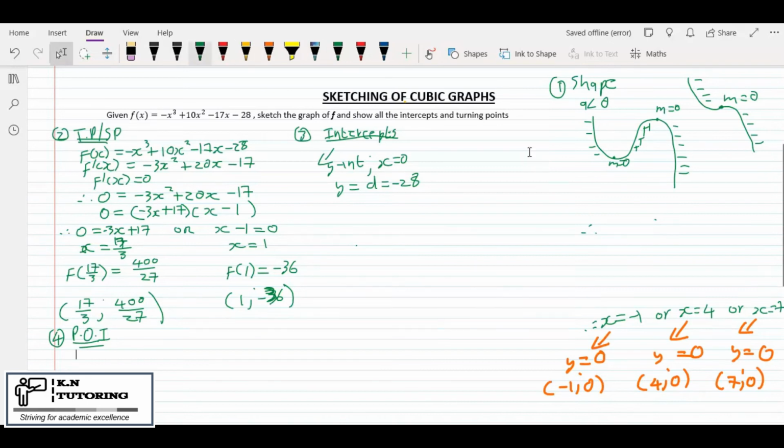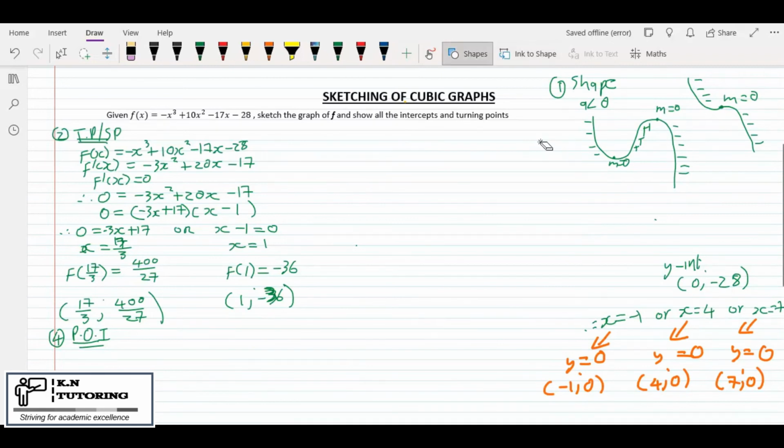Okay, maybe let me put the y-intercept here. So remember with the y-intercept, my y-intercept is going to be: x is 0 and then y is minus 28, so that I can erase this and have some inner space for me to draw.